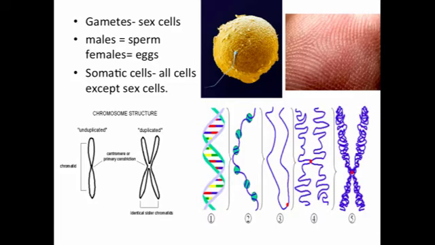So another one of the vocab words we want to make sure you have in your notes is gametes. Gametes is the general term we use to refer to your sex cells. All living organisms, or most living organisms, have gametes. If we refer to the sperm, that would be a male sex cell, and eggs are female sex cells. Somatic cells are what we call all the other cells in your body except the sex cells. So your liver cells, your skin cells, your muscle cells, we could call those somatic cells. But your sperm and your egg, those are gametes.